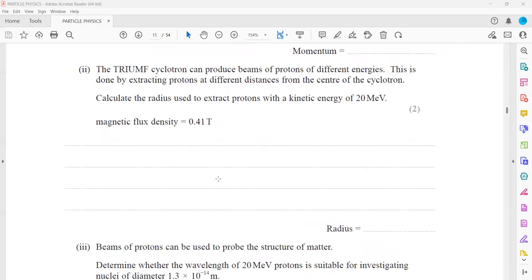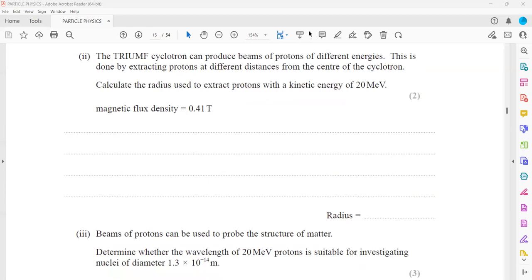So the cyclotron is there. A cyclotron can produce a beam of protons of different energy. This can be done by extracting a proton at different distances from the center of the cyclotron. Like we can take the proton from different parts, so it will give us different speeds of the proton and different kinetic energy. Calculate the radius used to extract a proton which has a kinetic energy of 20 mega electron volt. The magnetic flux density is given.